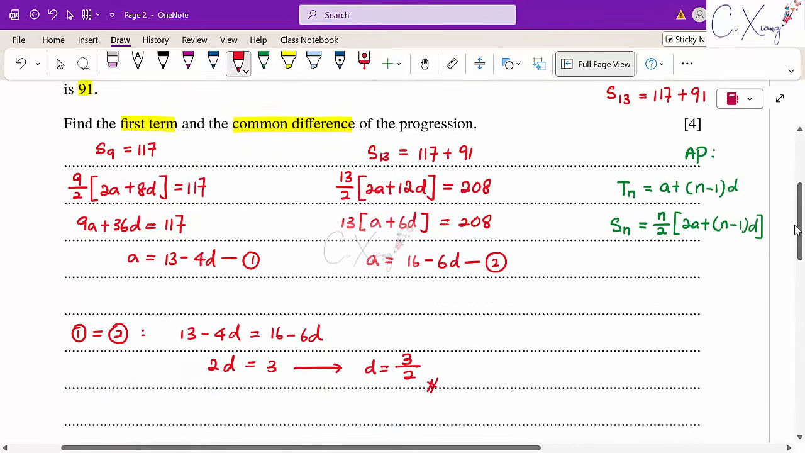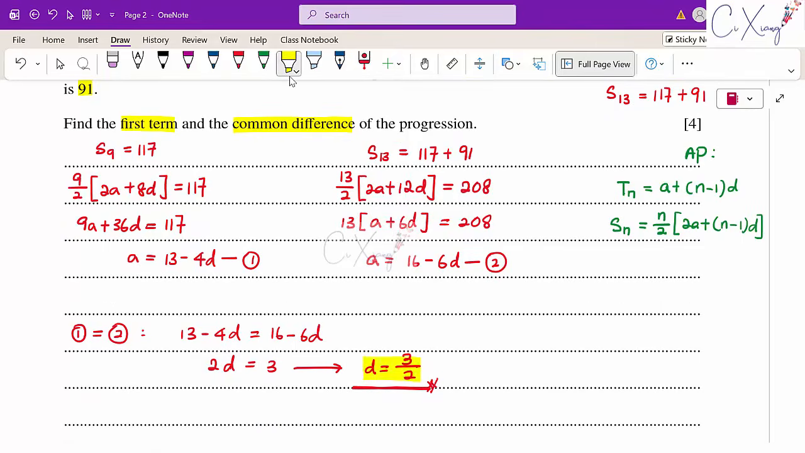Then for this question, they're asking for the common difference d. This is the common difference, the value of d. And of course, they also want us to get the value of a, so don't forget about a. To get a, you can substitute into either of the equations from just now. By right, the value of a that you get should be equal to 7.